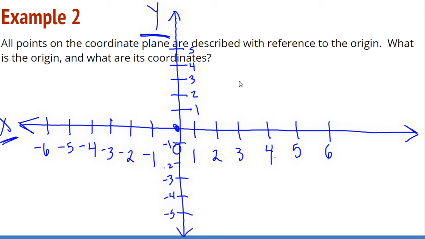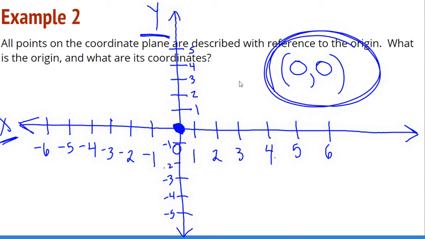All right, so all points on the coordinate plane are described in reference to, or starting at, the origin. So what is the origin and what are its coordinates? I didn't erase this off my board so that we could look at it and say, okay, what is the origin here? Well, the origin is where the x and y axes intersect, where they cross each other, which means that we are at 0 on the x-axis. We haven't gone any left, we haven't gone any right, and we are at 0 on the y-axis. We haven't gone any up and we haven't gone any down. So this is the origin right here, 0, 0.